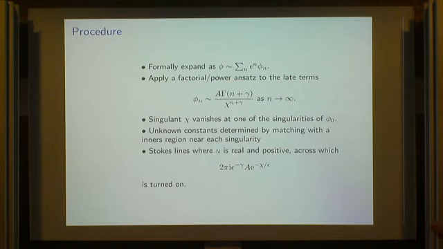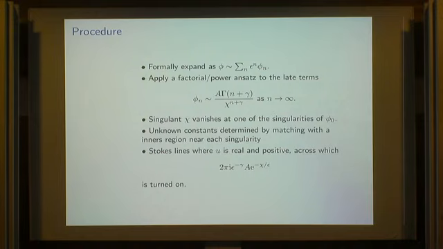And then once you've got that, you say, right, there's a Stokes line whenever chi is real and positive. And I could go through the analysis again, but you can basically just read off what has to be turned on. So if this is the form of the late terms, this is what gets turned on.